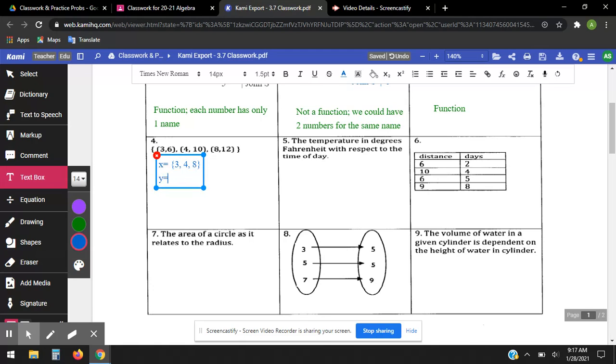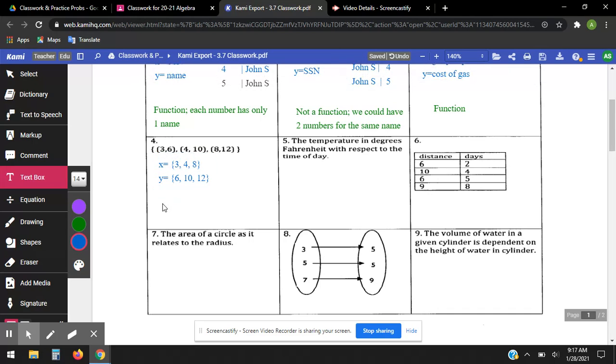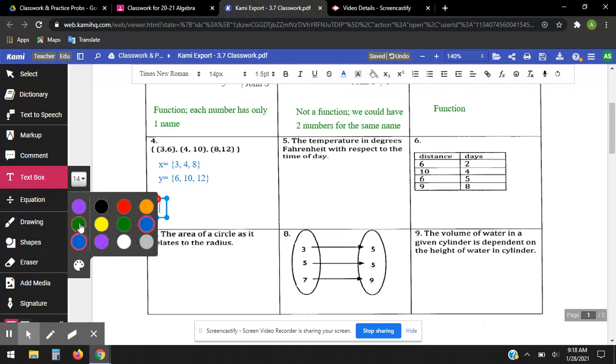And y's, we have a 6, 10, and a 12. So for each of my x's, does 3 only show up here once with one value? It does. 4 does as well. 8 does as well. That would make this a function. Each x only has one y value.